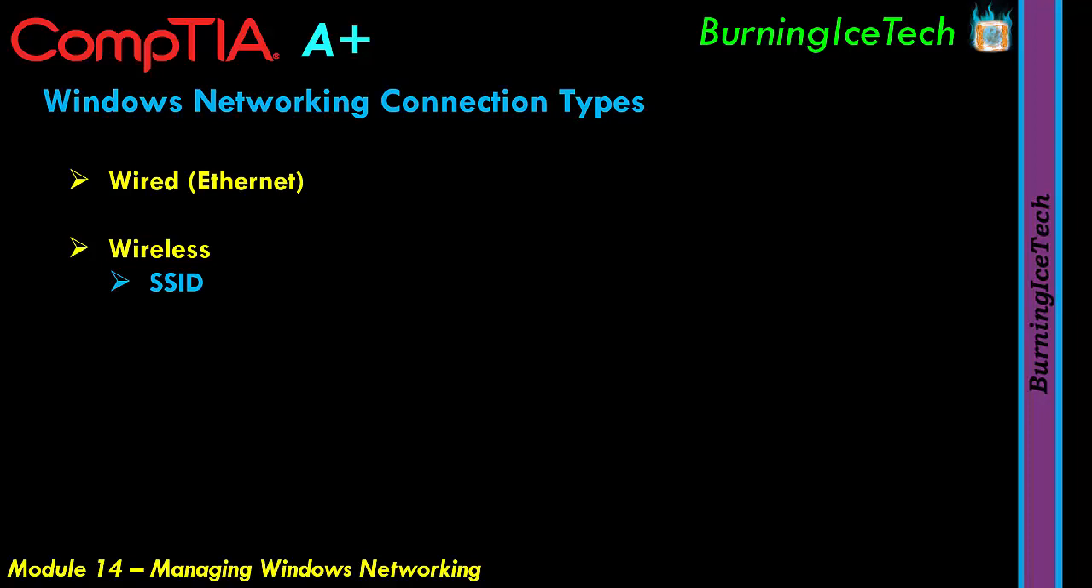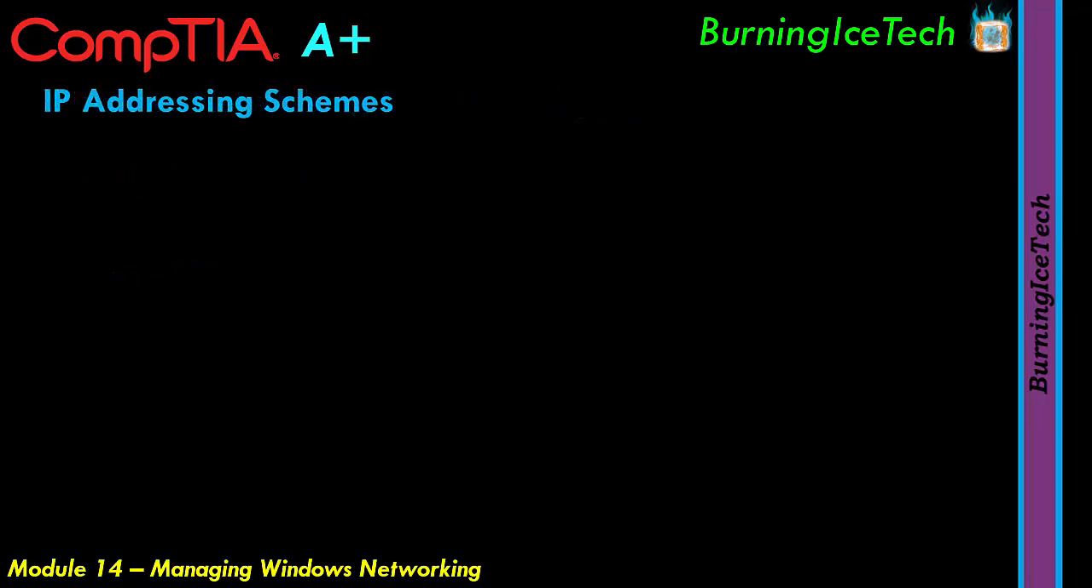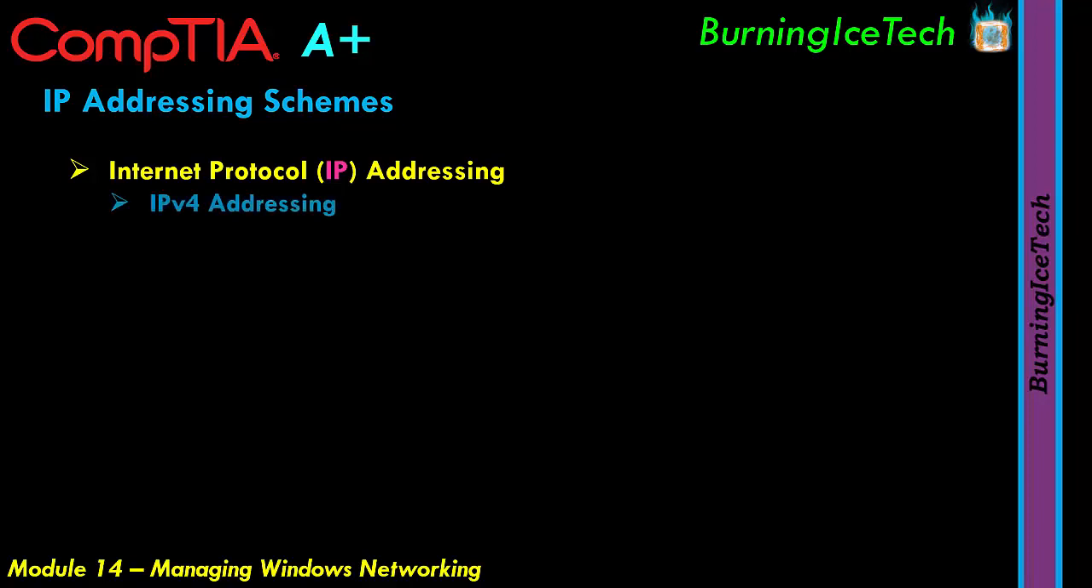All right, and here, folks, we've got the topic of IP addressing schemes. So first up, internet protocol addressing. In other words, normal IP addresses. So when it comes to IP addresses, you get something called IP version 4, or IP version 4 addressing, and you get something called IP version 6, or IP version 6 addressing.